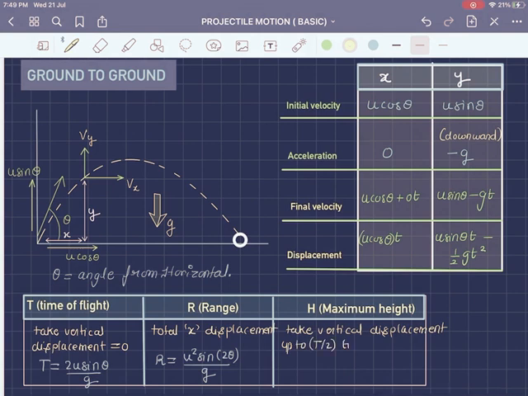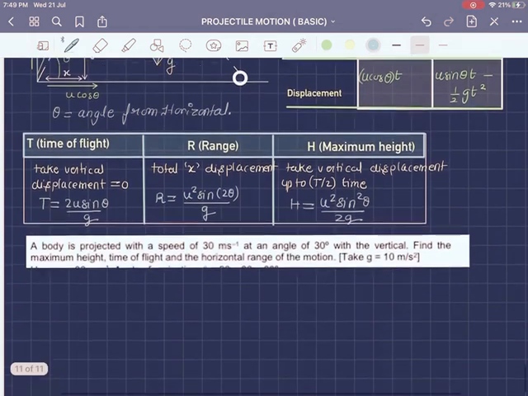Then for the maximum height, you have to take the vertical displacement for T by 2 time. T is the time of flight, because at half time it will reach the maximum height, which is u squared sin squared theta by 2g. Once again, there's a difference between sin 2 theta and sin squared theta.